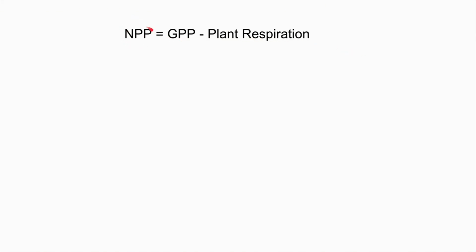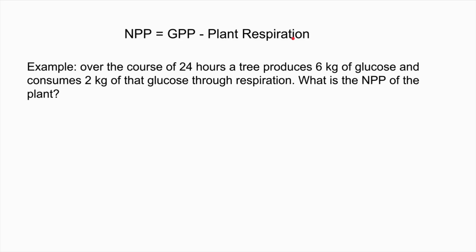NPP, which is the leftovers, is equal to GPP, which is how much glucose the plant made, minus how much it ate or respired. So let's just look at an example here. Let's say over the course of 24 hours, a tree produced 6 kilograms of glucose. That would be its GPP. And it consumed 2 kilograms of that glucose. That would be how much it respired. So you can already tell what the NPP is going to be. I'm going to say 6 GPP minus 2 respiration, and that leaves me with 4 kilograms of biomass added to the plant every day, and that would be its NPP.